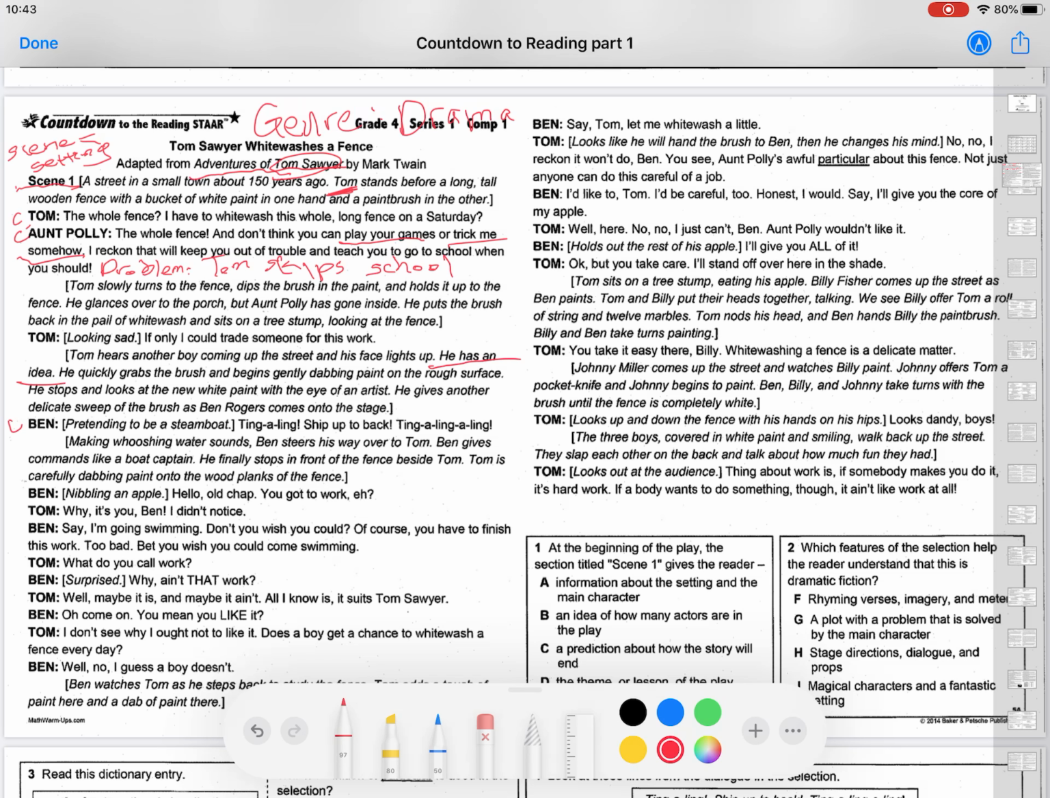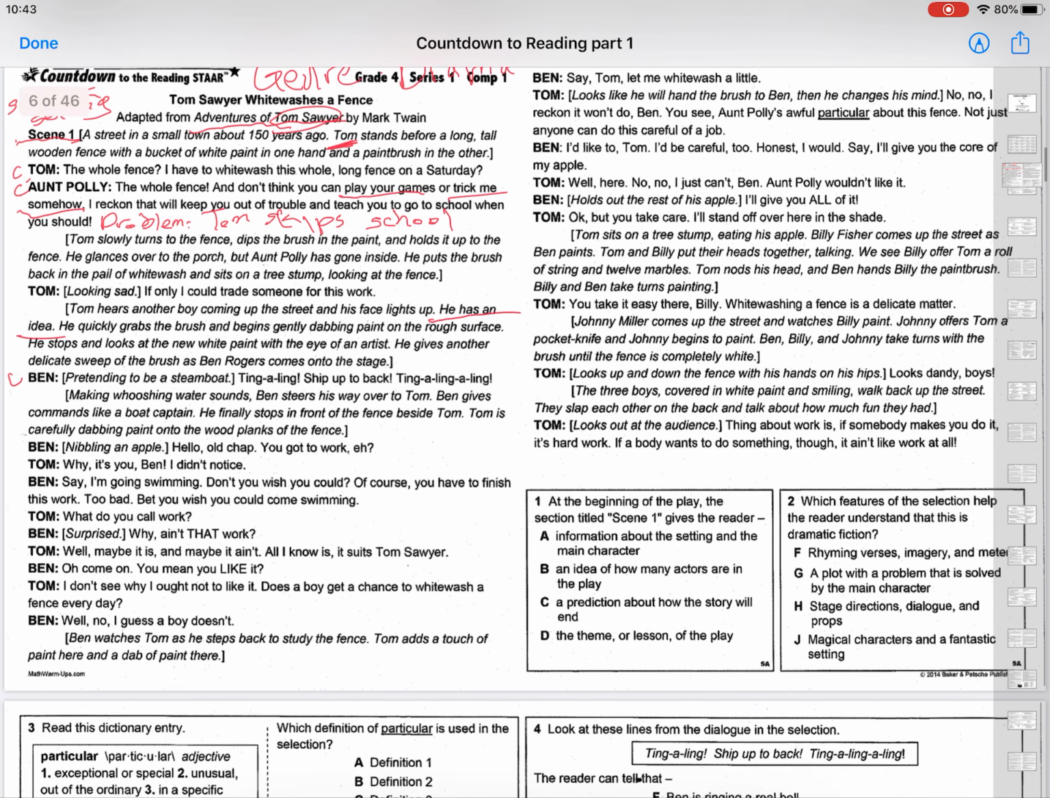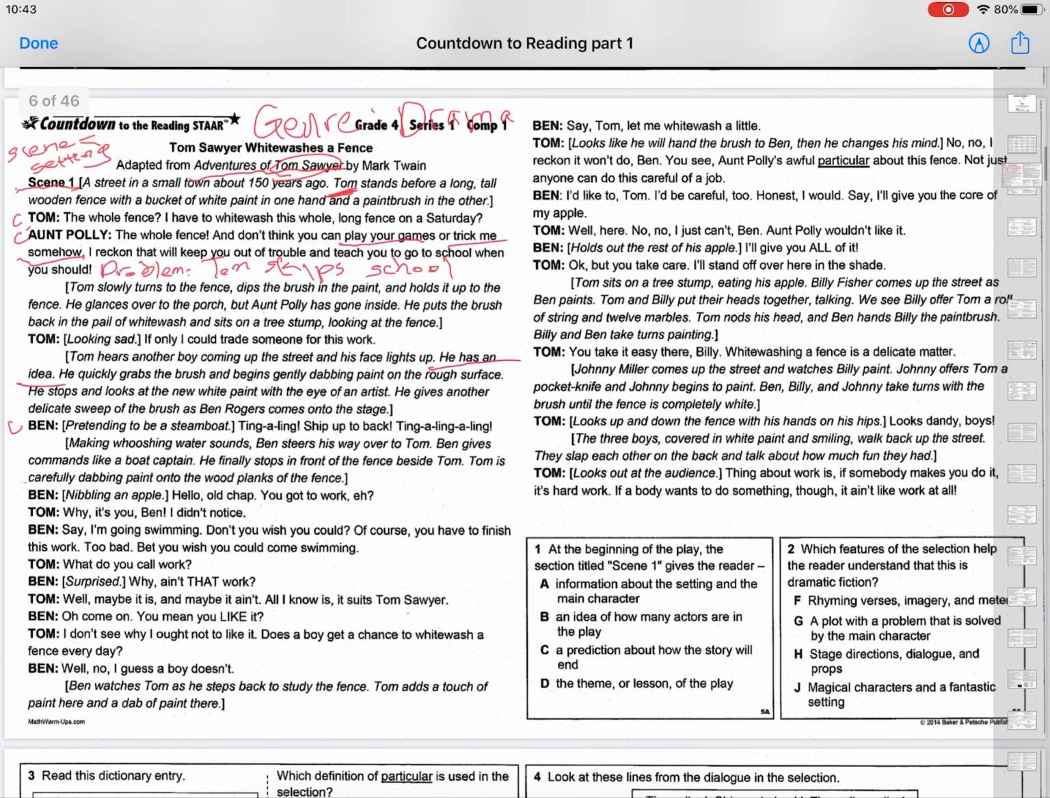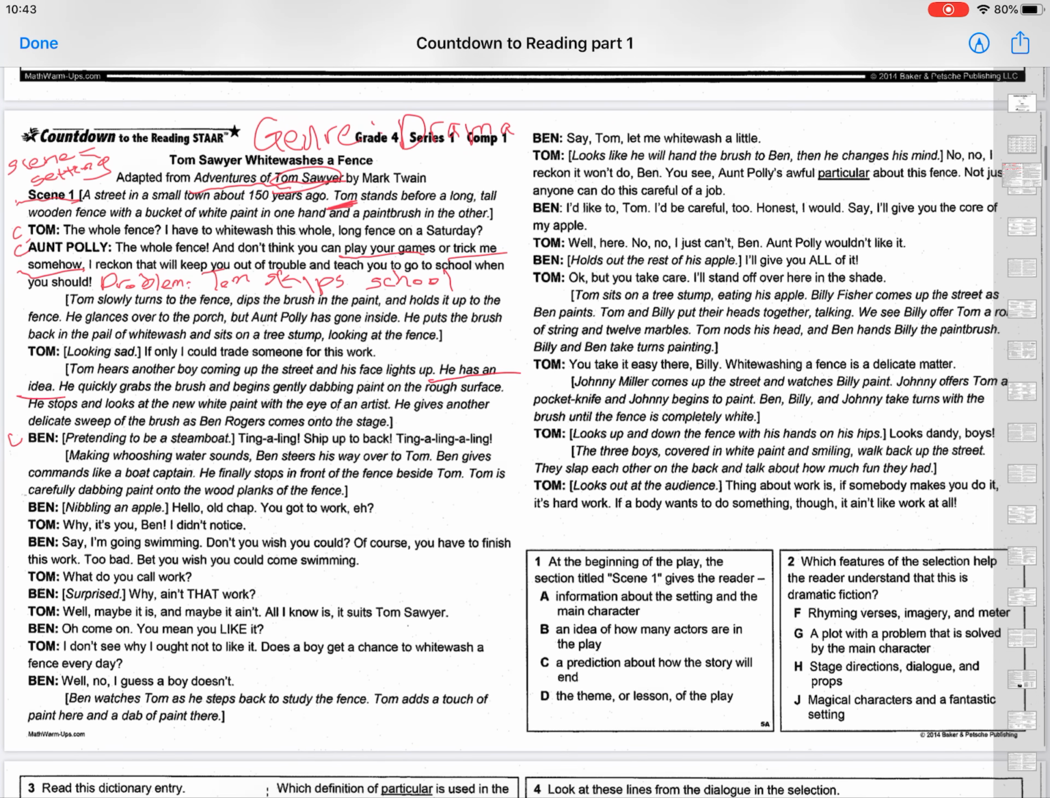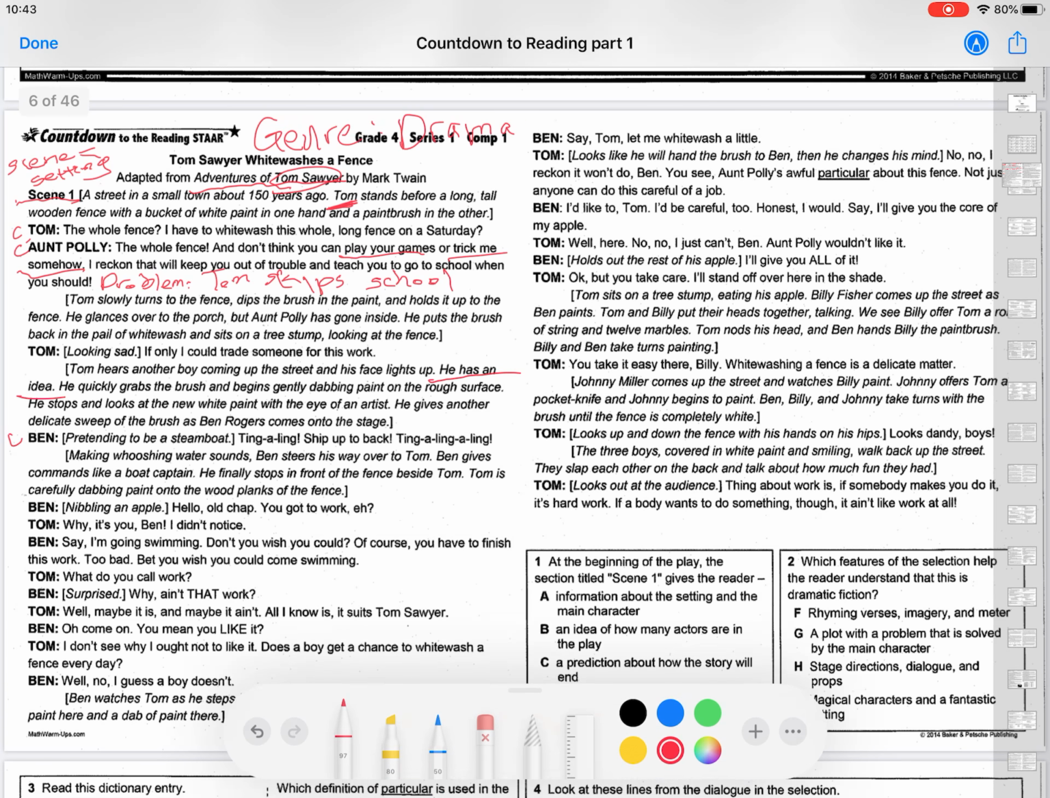Tom, "Well, maybe it is, and maybe it ain't. All I know is it suits Tom Sawyer." Ben, "Oh, come on. You mean you like it?" Tom, "I don't see why I ought to not like it. Does a boy get a chance to whitewash a fence every day?" "Well, no. I guess a boy doesn't." Ben watches Tom as he steps back to study the fence. Tom adds a touch of paint here and a dab of paint there. "Say, Tom, let me whitewash a little."